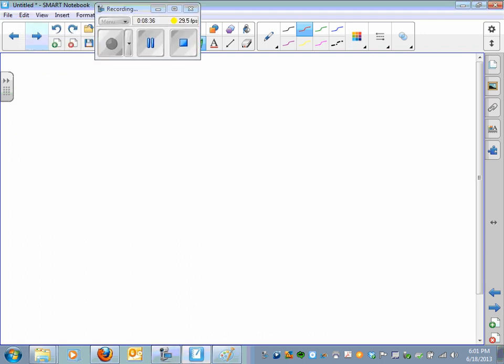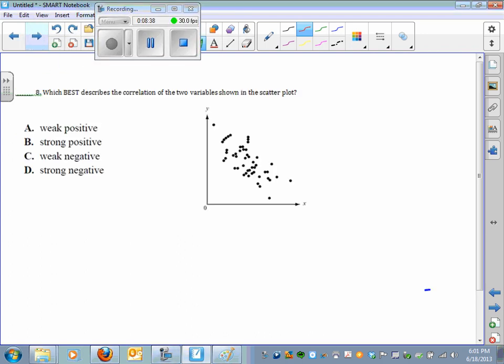Question 8 is another dot plot, which describes the correlation of the two variables in the scatter plot. Okay? Now let's first of all talk positive versus negative. In the direction that you read from left to right, positive is when it's going up. Negative is when it's going down. So the question, first of all, is this positive or negative? It's clearly going down. Okay, so it's negative, which means A and B can be ruled out completely.